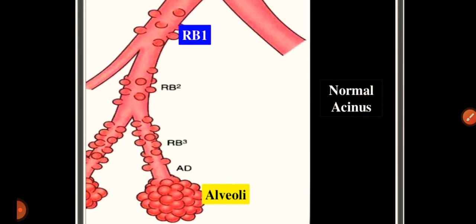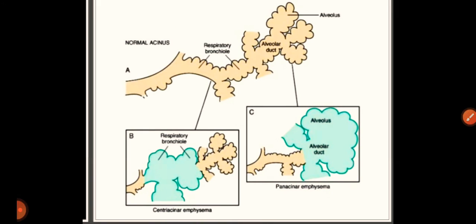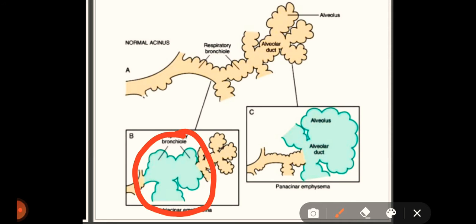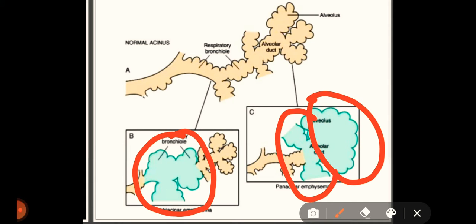So here is the picture of the normal acinus, showing the intact alveolar walls, intact lung tissue, intact alveoli. Here is the picture of the centriacinar emphysema and the panacinar emphysema. In the centriacinar emphysema, you can see that only the proximal acinus is involved. But in the panacinar emphysema, you can see the distal acinus as well as the proximal acinus, both are involved.